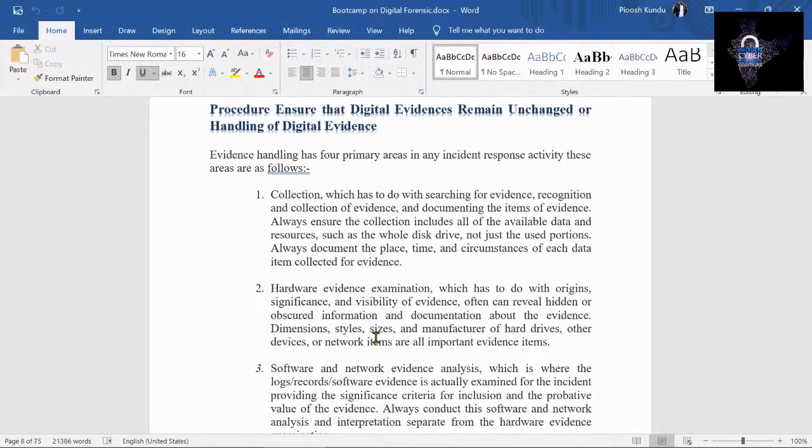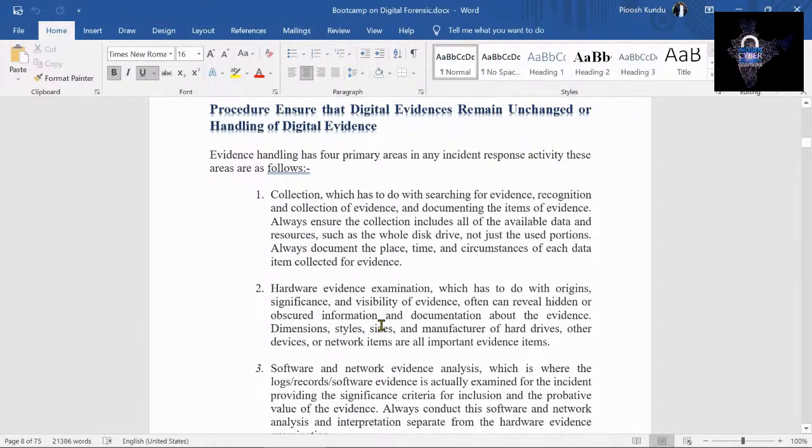Now second is the hardware evidence examination, which has to do with the origin of subsequent significance with the visibility of the evidence. It can often reveal hidden or obscure information and documentation about the evidence: dimensions, style, size, manufacturer of the hard drives, other devices on the network, all the important evidence items, etc.